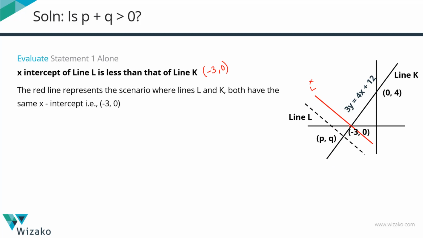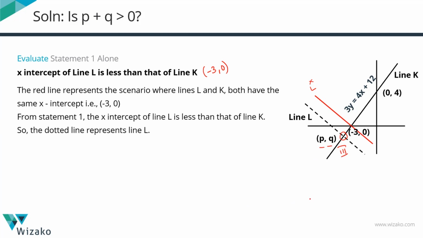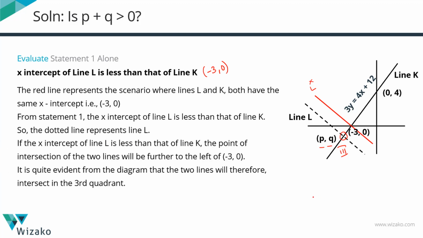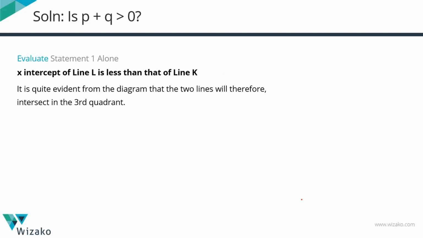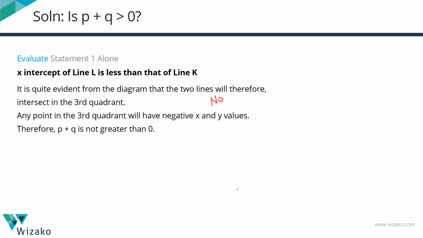The moment the x-intercept of line L moves even a little to the left of -3, the point of intersection slips into the third quadrant. If the point of intersection is in the third quadrant, we know that both the x and y coordinates are going to be negative. If both the x and y coordinates are negative for the point of intersection, the sum of P and Q will definitely be a negative number. So you can come up with a conclusive no as the answer to this question. It's quite evident that the 2 lines will intersect in the third quadrant. In the third quadrant, any point will have its x and y coordinates as negative, which means P plus Q is not greater than 0.